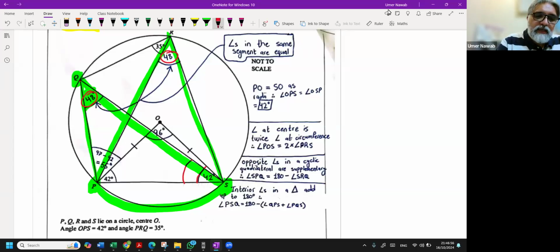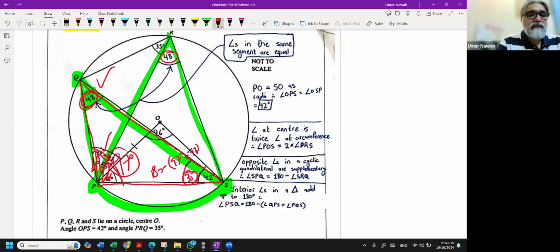Interesting thing is this: the examiner has made me focus on this triangle. I have recently found that this angle is 97. So 97 is known to me, 48 is known to me. I can easily add them up and subtract from 180. That will give me this answer, which is 35. 180 minus (97 plus 48) gives me 35.